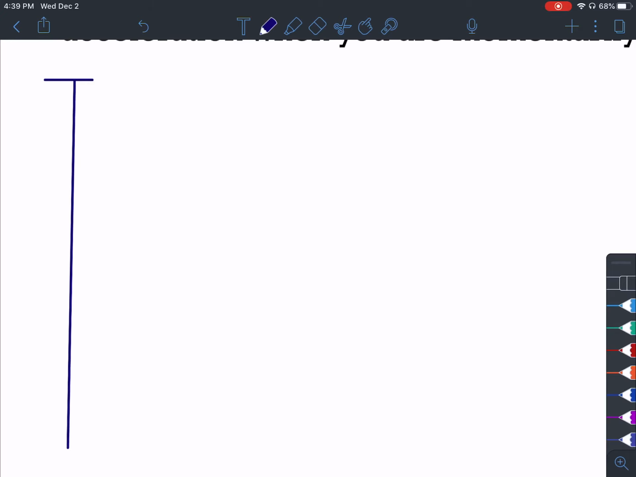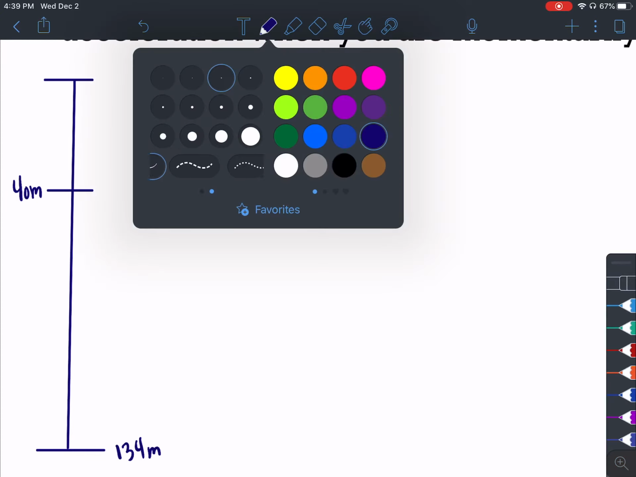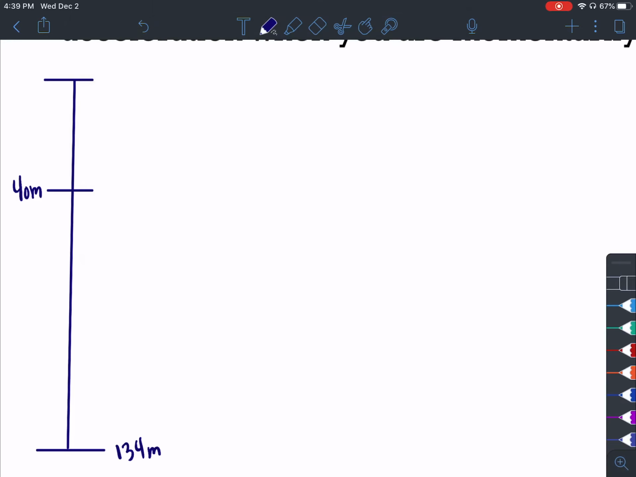Because we are falling, I like to say it's 134 to the bottom. So we're starting at the top, and it's going to take us 134 meters to get to the bottom. The first piece it gives us is that we fall 40 meters. I like to sketch that all the way across. So we're going to fall 40 meters.